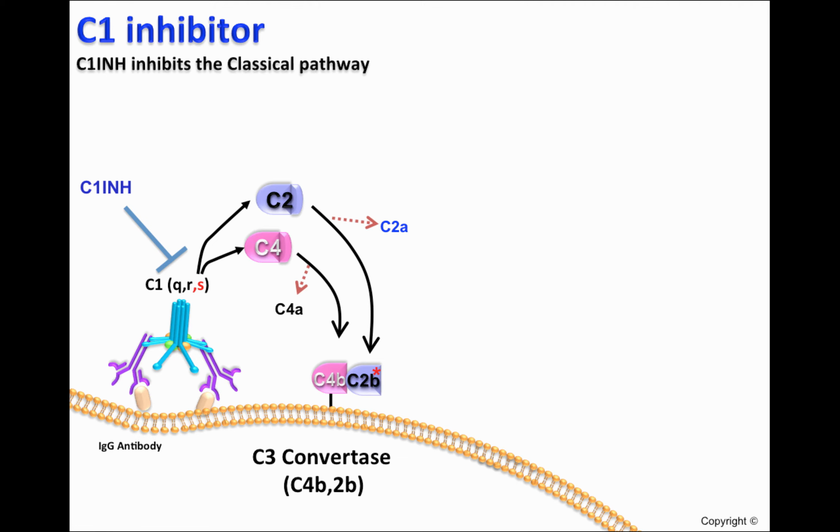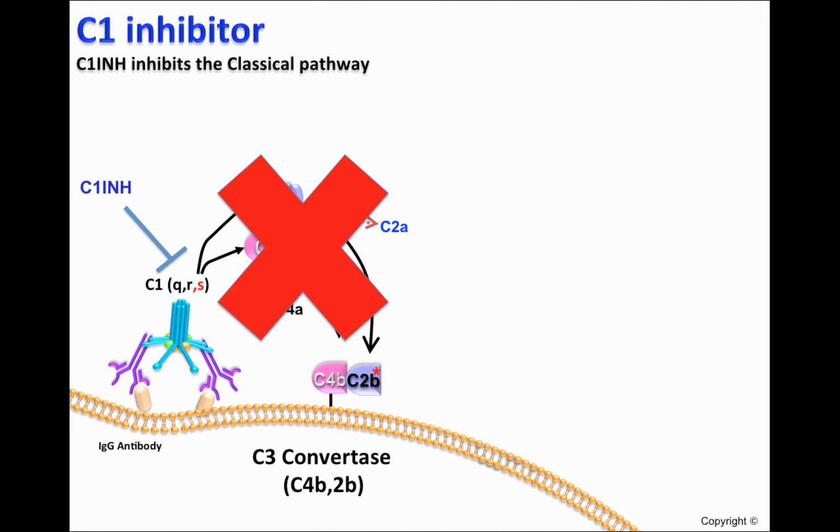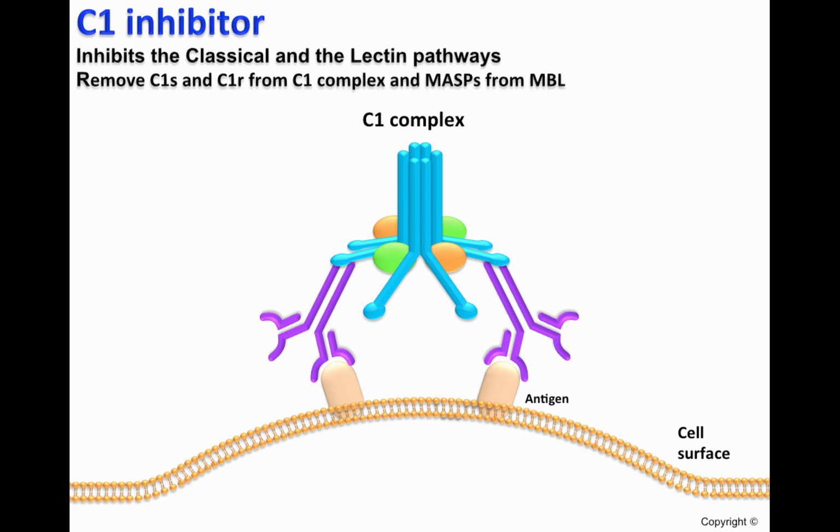C1 inhibitor is able to inhibit the classical pathway, inhibiting the cleavage of C2 and C4. Although it's not shown in this video, C1 inhibitor does exactly the same in the lectin pathway. Basically, C1 inhibitor will recognize C1r and C1s, and it will remove them from the C1 complex. This C1q by itself can no longer activate the classical pathway. C1 inhibitor is also able to remove MASP proteins from the MBL complex, which is not shown in this video.